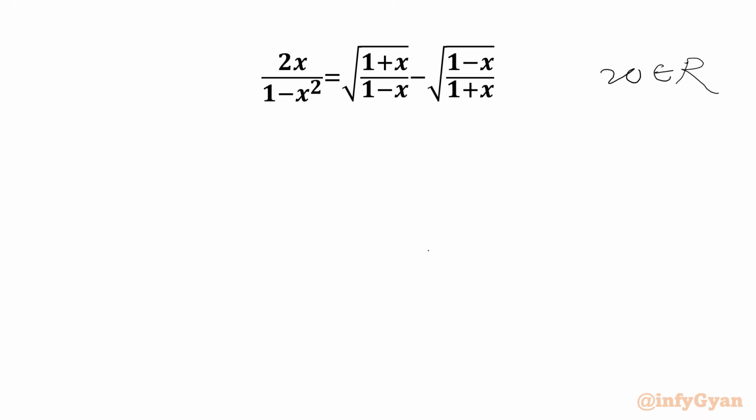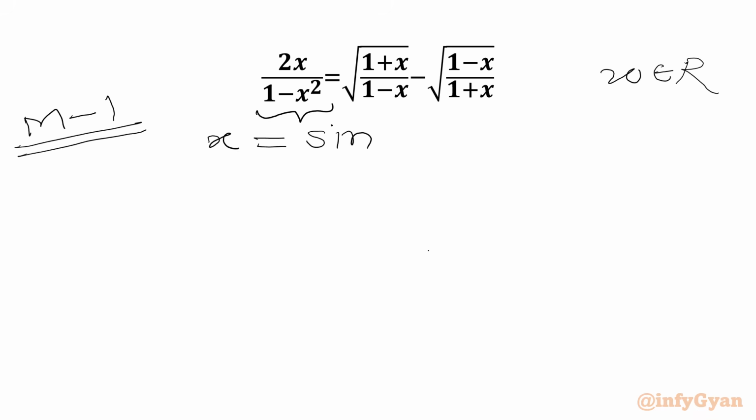Now I am going to solve this question in two ways. I am writing here M1, which is our method number 1. In this method, we are going to pick our correct spot, which is the denominator of the left hand side. It's reminding us of 1 minus sine square theta or 1 minus cos square theta. So let us put x equal to sine theta.